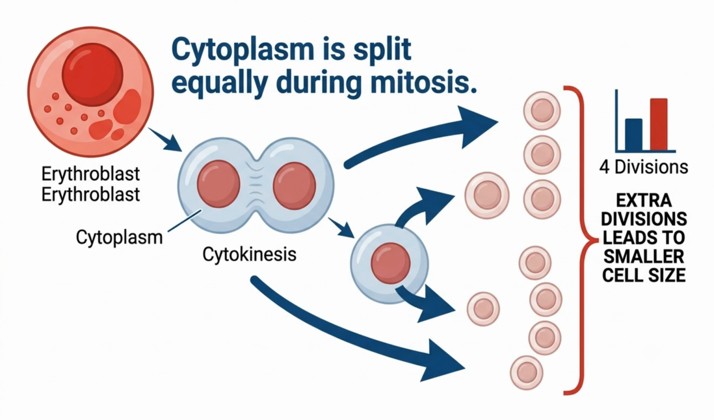The red blood cells do not shrink after they are formed. Instead, they are born smaller because the precursor cells underwent extra rounds of cell division before maturation.